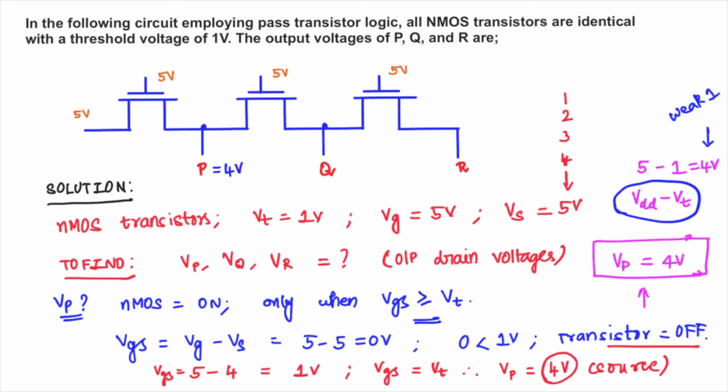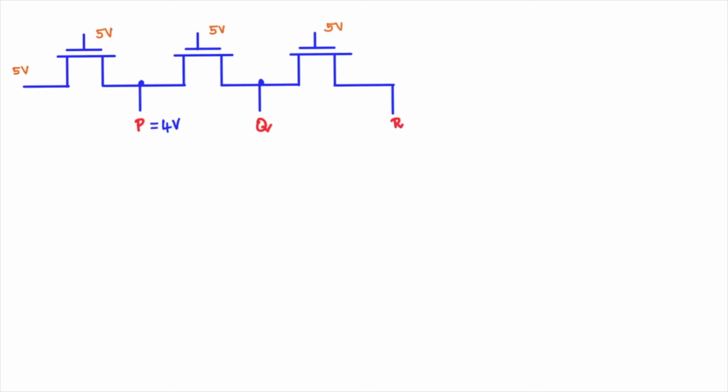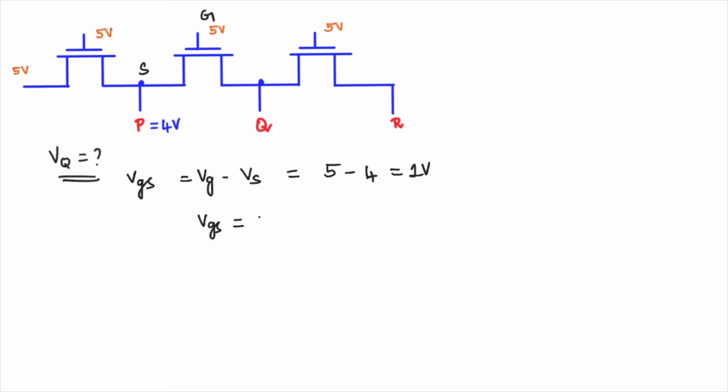Now we will find out VQ. Again, being an NMOS pass transistor, we'll have to check whether VGS is less than or greater than VT. So now we'll find out VGS. This is going to be the source and this is going to be the gate. VG minus VS: the gate voltage is 5, the source is 4, so it is going to be 1 volt. VGS is equal to VT, therefore it satisfies the condition.